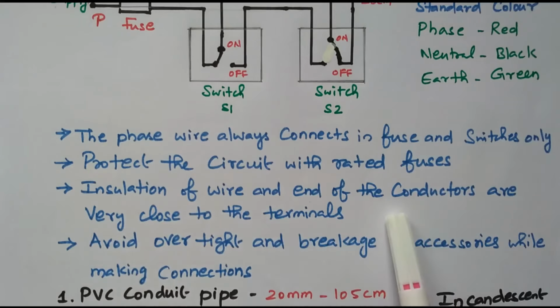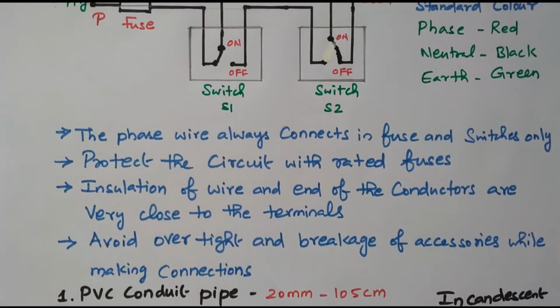The insulation of the wire and the ends of the conductors should be very close to the terminals. We should not remove much more insulation. The required amount of insulation must be removed and connected to the terminal, so that we can avoid an open circuit and also avoid shocks. Avoid over-tightening and breakage of accessories while making the connection. We should not over-tighten and should not break the accessories.